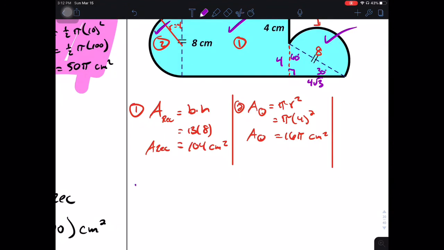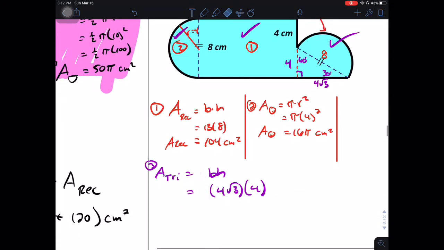So to find the area of this triangle, shape 3, it's 1/2 the base times the height. The base is 4 square roots of 3. The height is 4. Four times 4 is 16, times 1/2 is 8. That's 8 square roots of 3. The units is square centimeters.